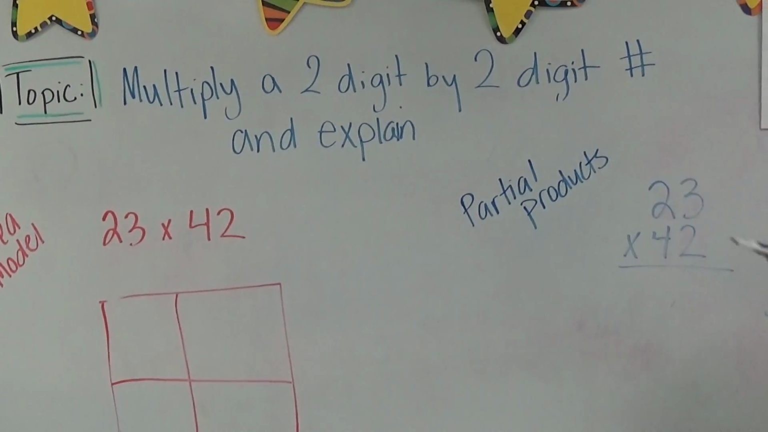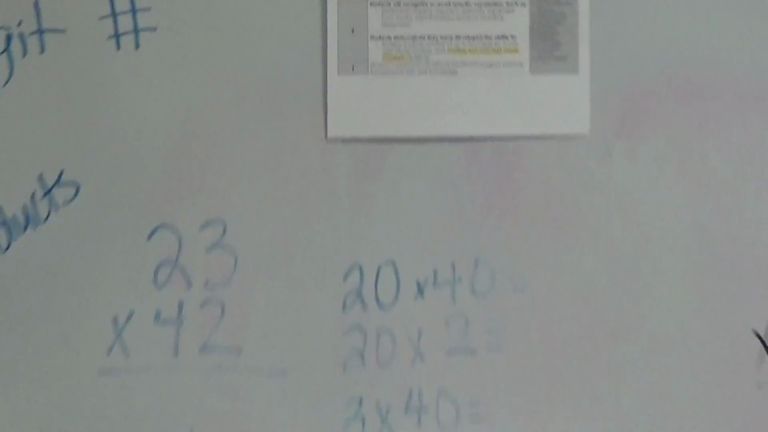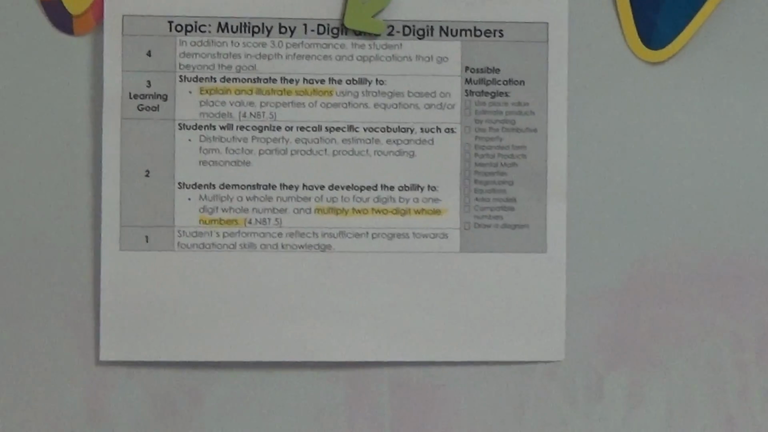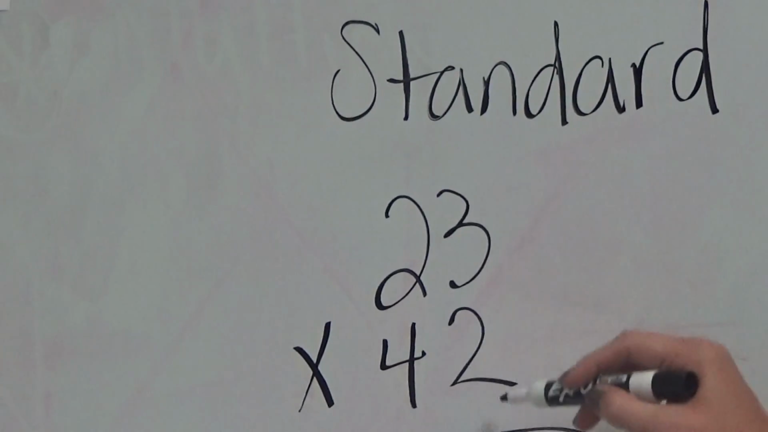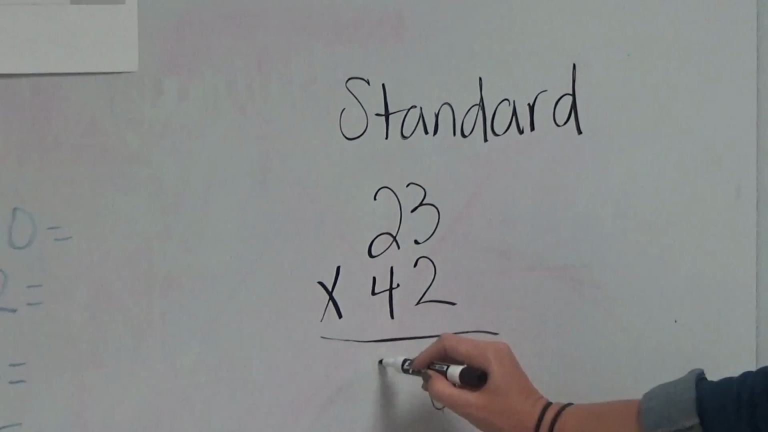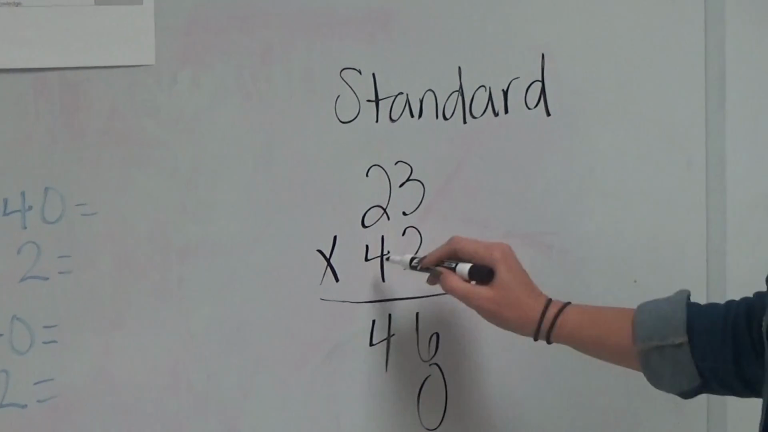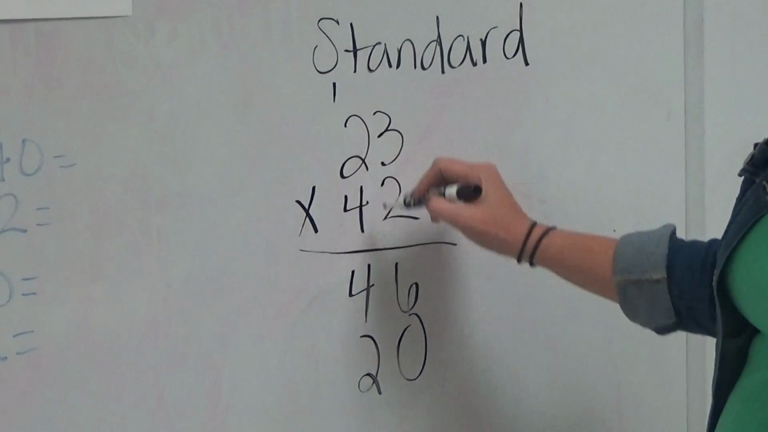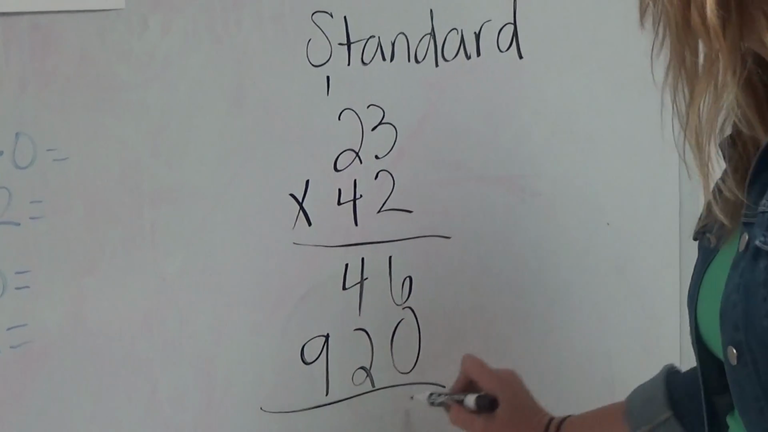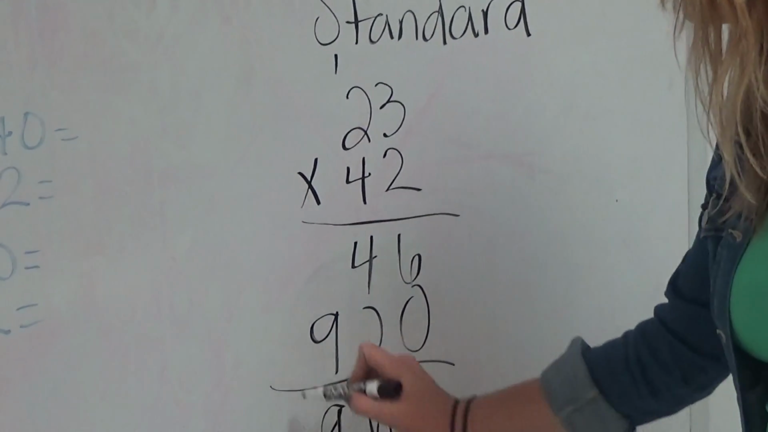So we are going to go back to the standard algorithm, how we've probably learned to solve a multiplication problem. So we have 3 times 2, which is 6. 2 times 2 is 4. We bring our 0 down. 4 times 3 is 12. 4 times 2 is 8. Add 1 more is 9. We add those together, we get 966.